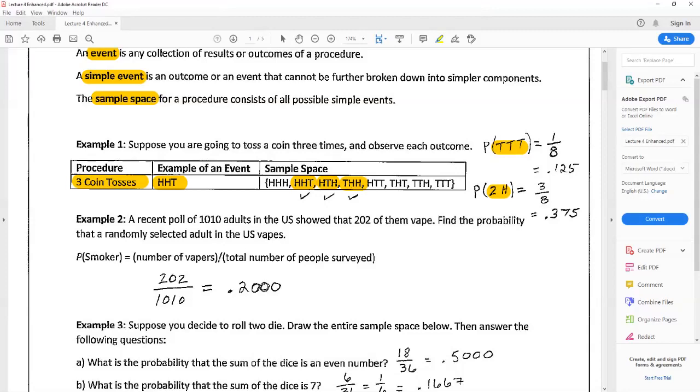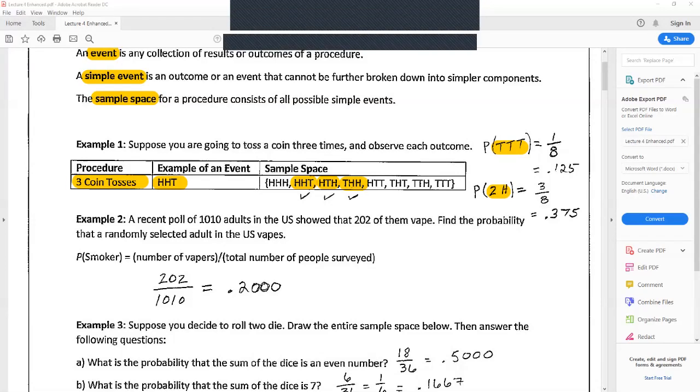Example 2. A recent poll of 1,010 adults in the United States showed that 202 of them vape. Find the probability that a randomly selected adult in the U.S. vapes. I'm going to apologize. I need to update my notes. Obviously, it used to say smoking, but I tried to make it a little more current.